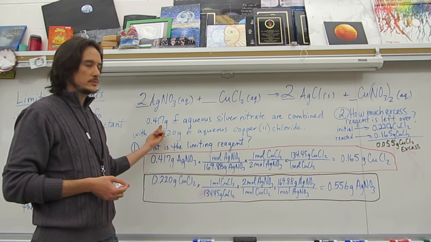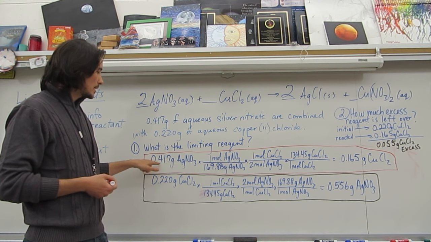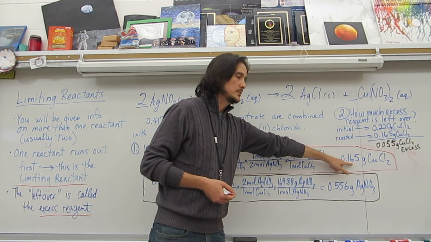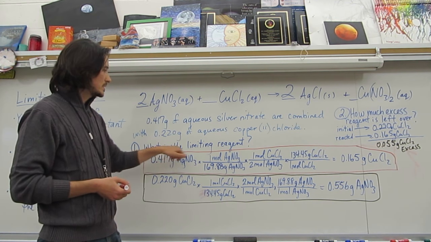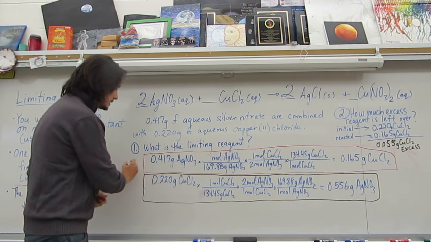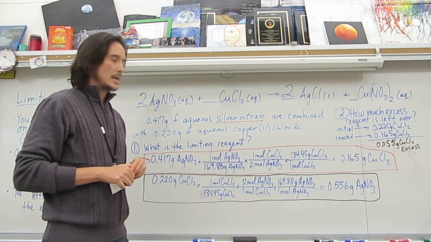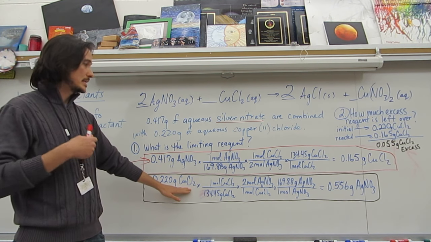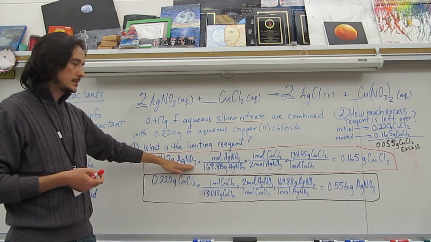But we don't have that. So this isn't going to happen. This is not all going to react. To react 0.417 grams of silver nitrate, we need 0.165 grams of copper 2 chloride, and we do have that. So to answer the question, what's the limiting reagent, which one is going to fully react, the answer is the silver nitrate is the limiting reactant or reagent. That means the copper 2 chloride will be the excess reagent. So that's the first question, and it's silver nitrate.